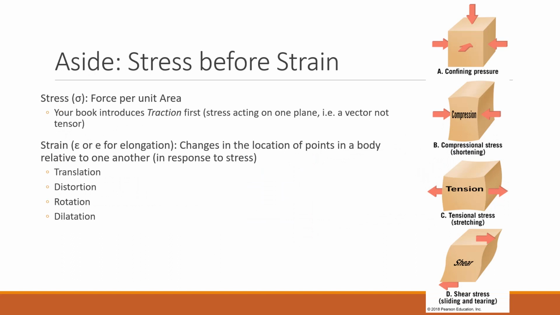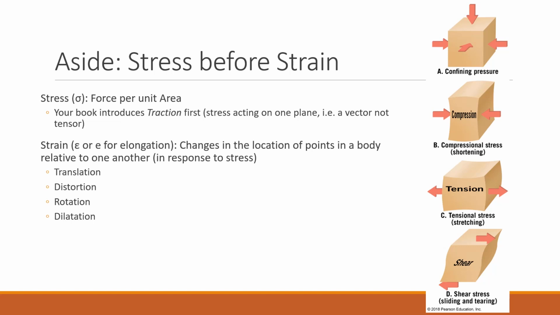Okay. So I'm going to say a little aside here. Most textbooks have a tendency to introduce strain before they talk about stress. So stress is the force per unit area. This note here, your book introduces traction first. That is from my old class. So traction is stress in one direction. Stress is basically applying force per unit area, so you can think about it as pressure.